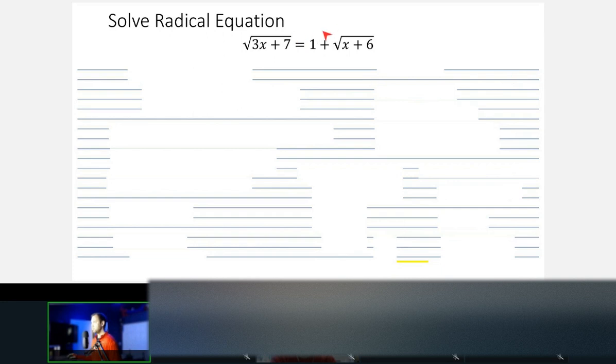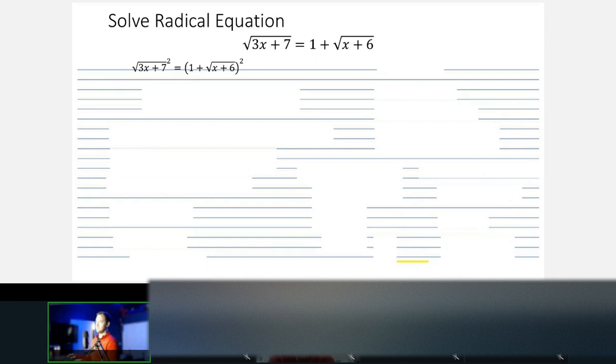The problem with moving everything to the left side is we can't combine anything. Like this radical 3x plus 7 and this radical x plus 6, these are different, so we can't combine these. If you move everything to one side, you would have 3 terms, and that's no fun. You could do it that way, but you definitely don't want to. Squaring both sides would be the better choice. So we square both sides, and this hopefully gets rid of some of our radicals.